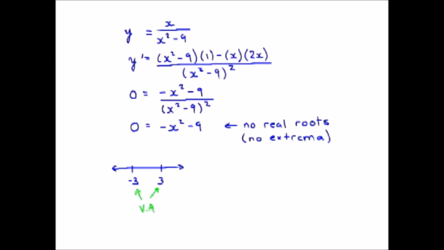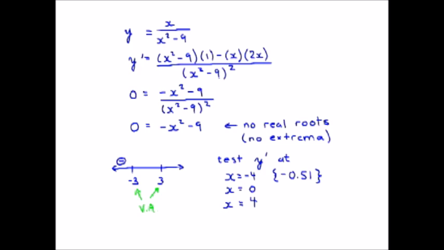So I'm going to test y prime, and y prime was the negative x squared minus 9 divided by x squared minus 9, all squared in the denominator. So I'm going to test y prime at x equals negative 4, x equals 0, and x equals 4. Those are the values that I chose in my 3 intervals. Again, you could have chosen any values you wished. When I took the x value of negative 4 and substituted into my first derivative, I got the value negative 0.51. So I place a negative on my number line.